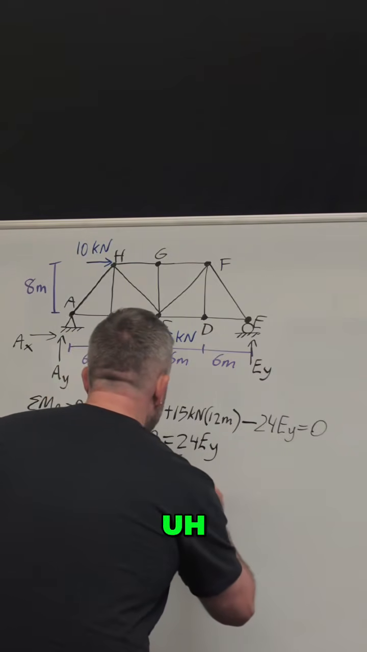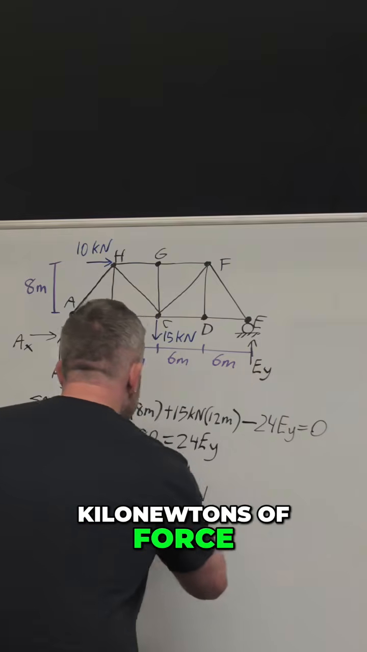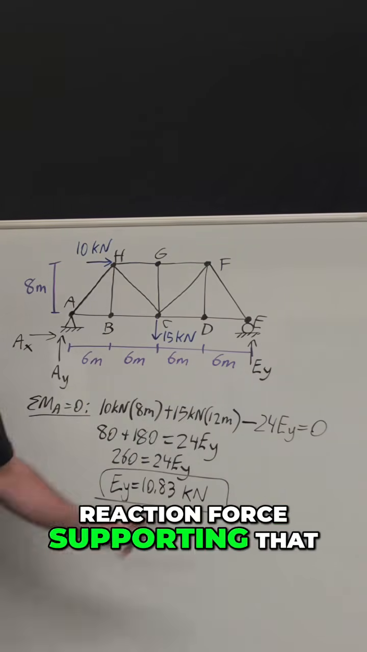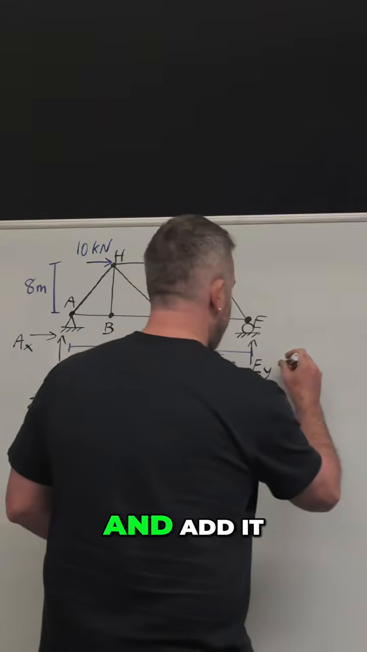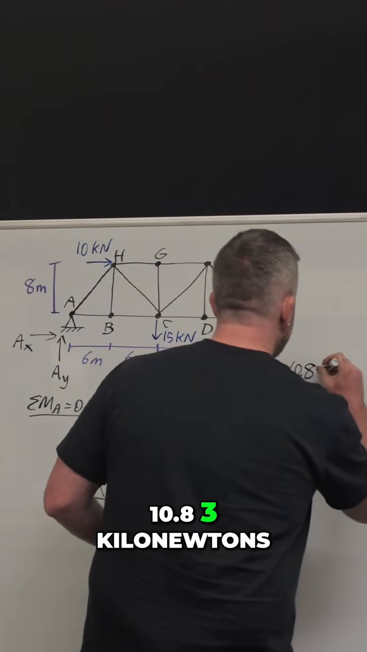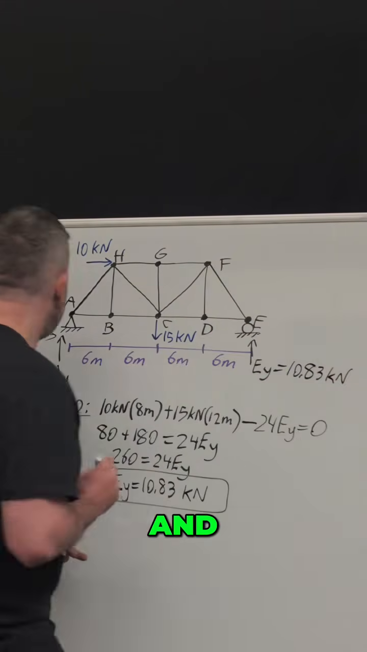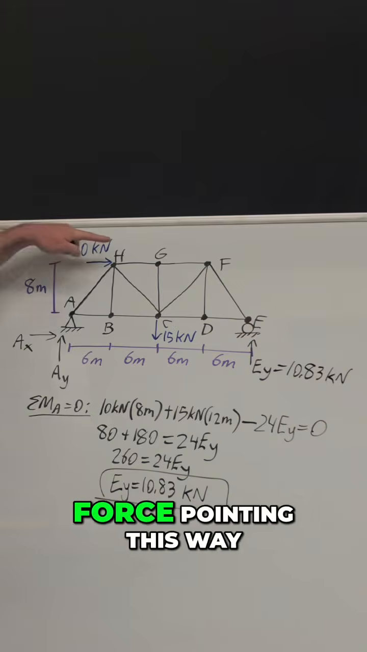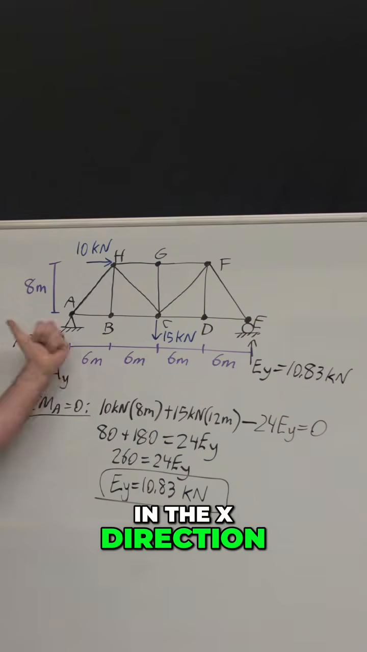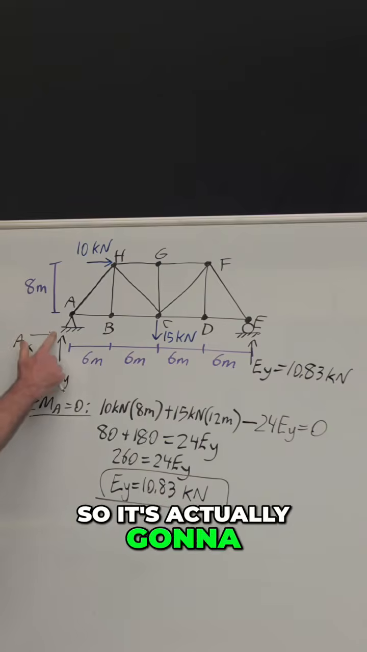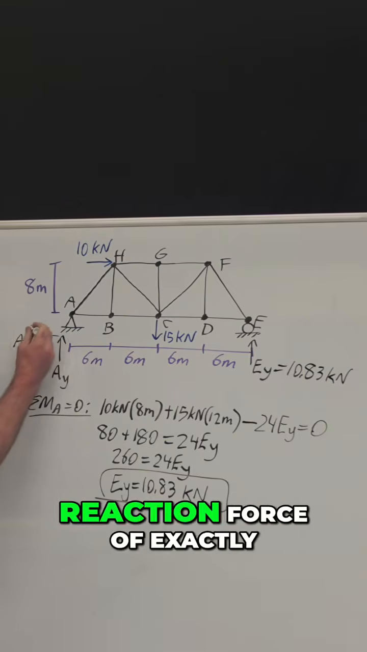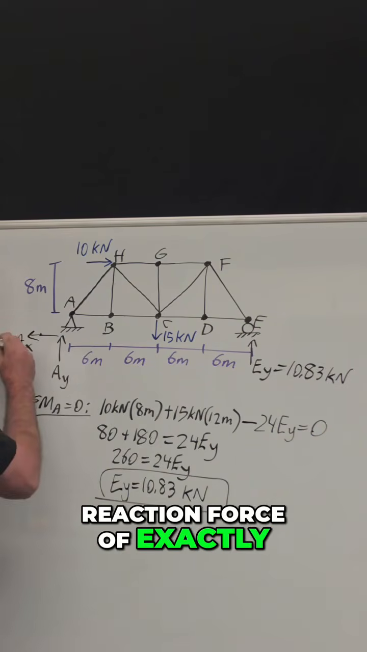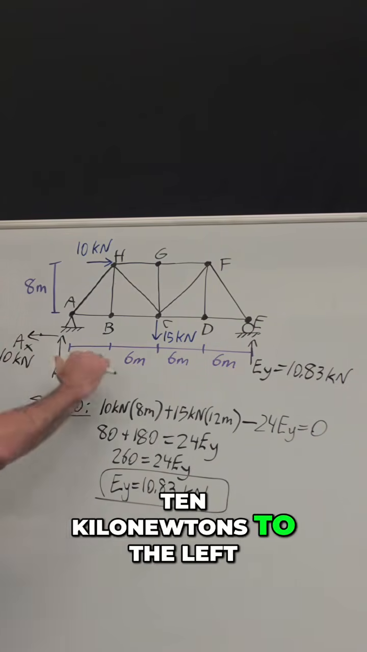10.83 kilonewtons of force. So this is the reaction force supporting that side of the bridge. I'll just go ahead and add it, 10.83 kilonewtons. And let's take care of AX real quick. Since there's only one force pointing this way in the X direction, AX has to resist it, so it's actually going to end up pointing this way. We're going to have a reaction force of exactly 10 kilonewtons to the left.